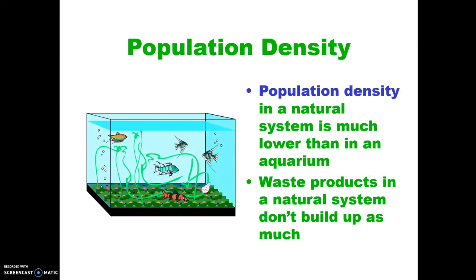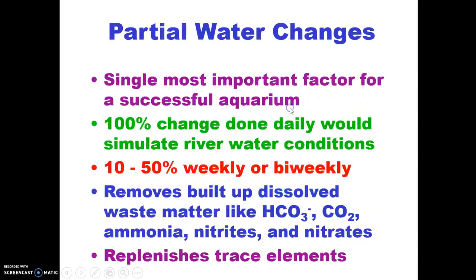In a natural system, population density is much lower than in an aquarium. That's why we have to be especially cautious and make sure that we do not overload our aquariums and create way too much waste product that cannot be removed through natural systems.